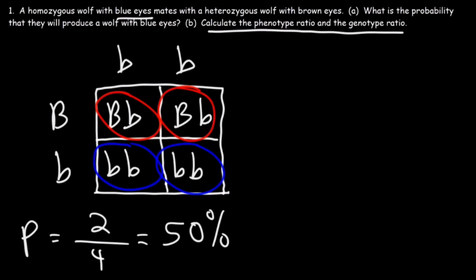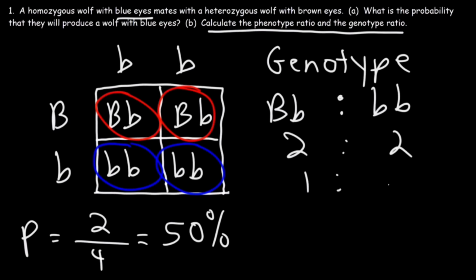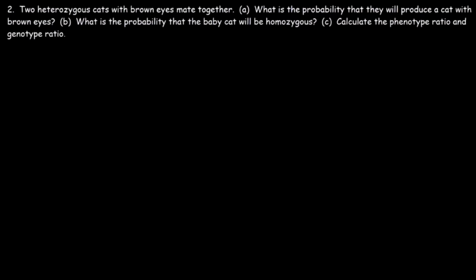Now let's talk about the genotype ratio. There are only 2 genotypes. It's either big B and little b, which we see here, or little b and little b. So it's still 2-to-2, which can be reduced to a ratio of 1-to-1. So that's the genotype ratio for the first generation.